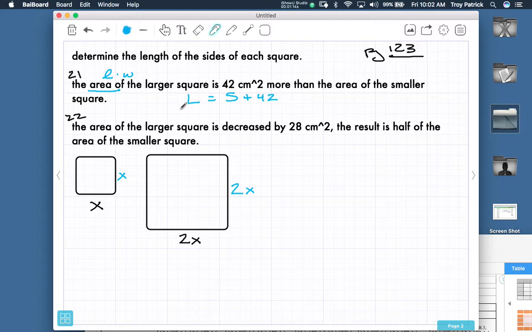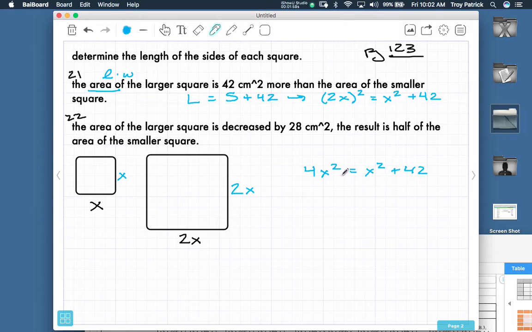Okay. So the larger square being 2x in length on each side, the larger square will then be 2x squared. That's area. The smaller square being x, that would be x squared in area. Our job here is to solve for x, to figure out what the length of the smaller square is and the larger square. Okay, so (2x) squared equals x squared plus 42. The larger square area is equal to the smaller square plus 42. So this becomes 4x squared equals x squared plus 42.